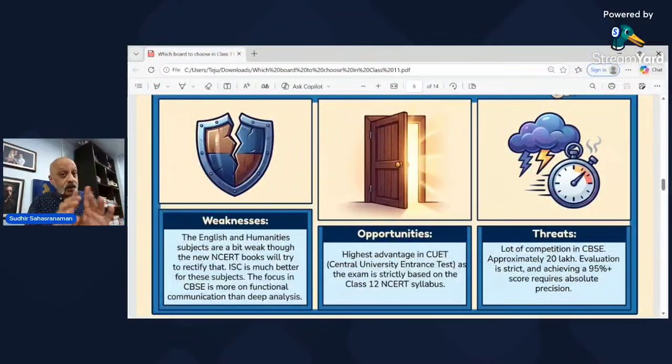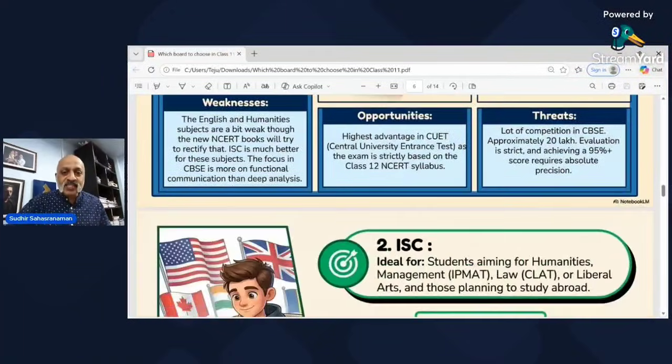Okay, but wait till the end. Don't rush away now, because there is more coming up in the form of the state board. The next is the ISC.